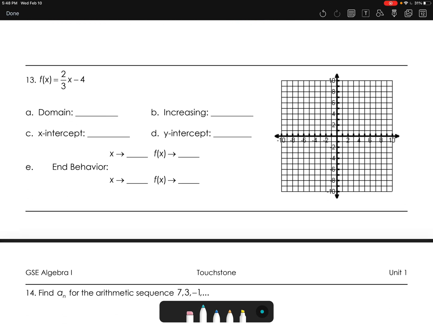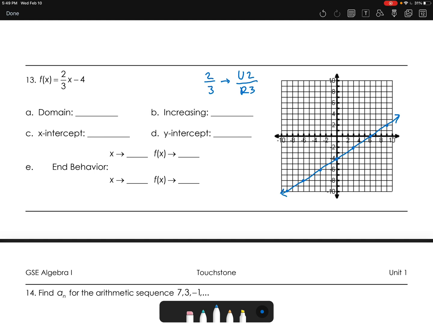Okay? Number 13, characteristics. This is the last thing we talked about this unit, so I'm going to first graph my line starting at -4, and the slope of 2/3 tells me to go up 2 and to the right 3. So I'm going up 2, right 3, up 2, right 3, up 2, right 3. Down 2 to the left 3, down 2, left 3, down 2, left 3. And I'm going to connect my dots here.